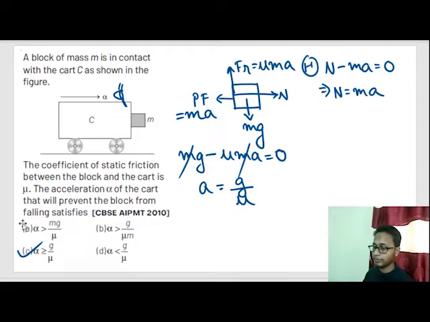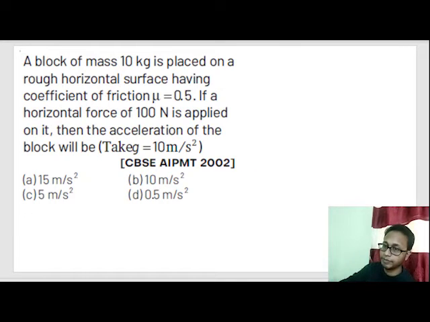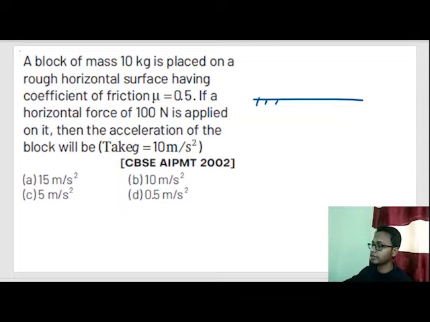Okay. So let's read the next question. A block of mass 10 kg is placed on a rough horizontal surface having coefficient of friction mu equal to 0.5. If a horizontal force 100 Newton is applied to it, then the acceleration of the block will be. Okay, this is a simple straightforward question.